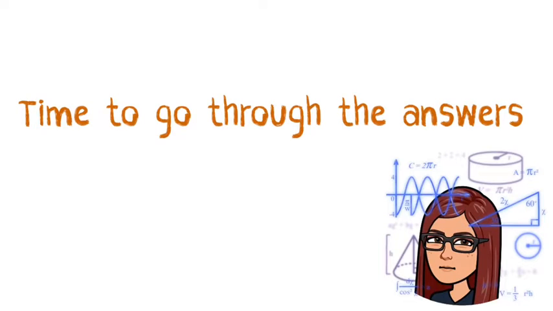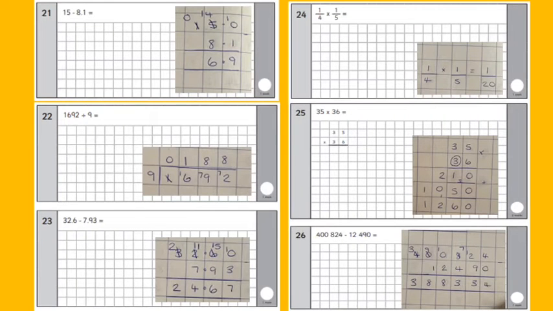Okay guys, time to go through the answers then. The first question is a simple subtraction with decimals. So again, the best piece of advice I can give you is getting those decimal points in line with each other, because then the rest of your place values just fall into place, ironically.